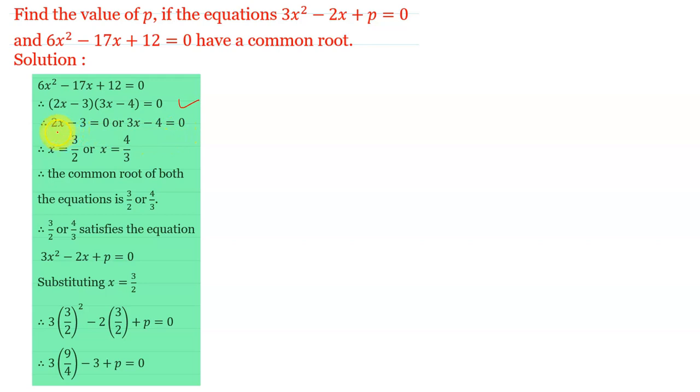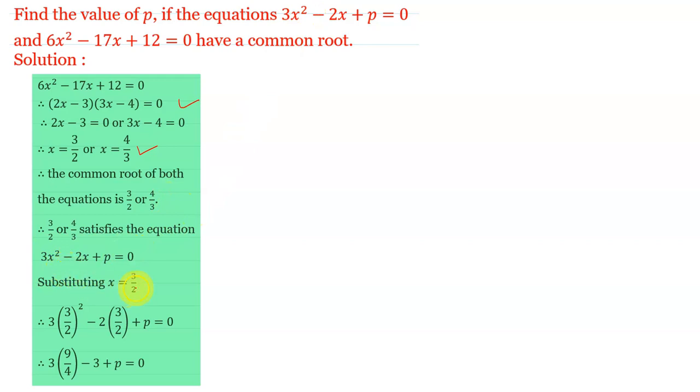2x is equals to 3. Therefore, x is equals to 3 by 2. 3x minus 4 is equals to 0. Therefore, x is equals to 4 by 3. The common root of both equations, common roots means what? 3 by 2 or 4 by 3. Now we will put this 3 by 2 in the upper equation, you will get the value of p. Next we will put 4 by 3 also.